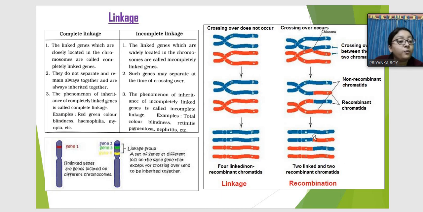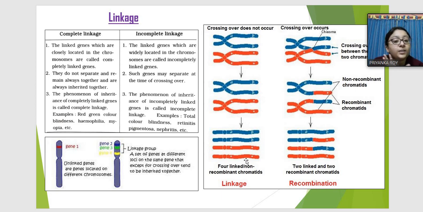So understand that the strength of linkage is less between these two because the distance between them is more. If A and B have very little distance between them, if suppose B is over here, then crossing over will not be able to separate these two. Therefore, the less the distance between them, the more the linkage strength between them.